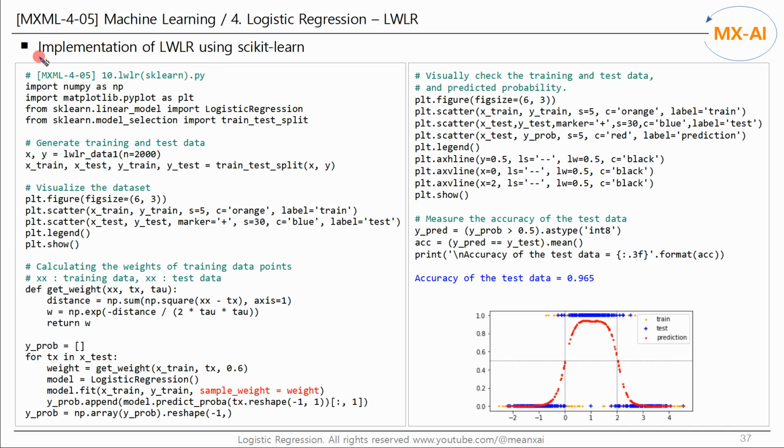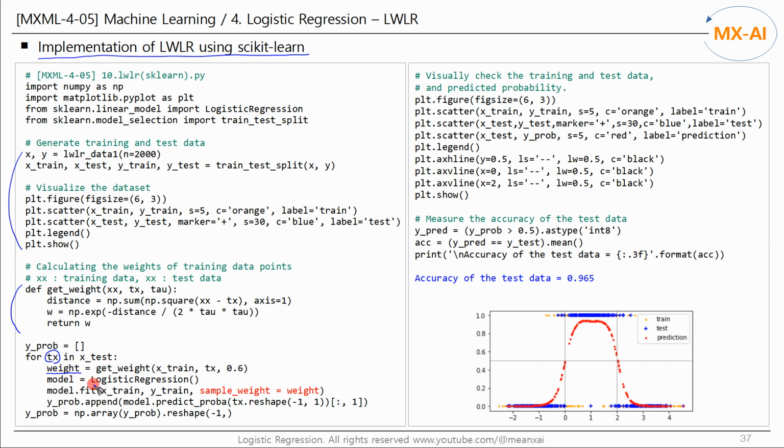This time we will implement LWLR using Scikit-Learn. Let's use the same data as the previous code. The function for calculating weights is also the same. The test data is read one by one to calculate the weights of the training data points.